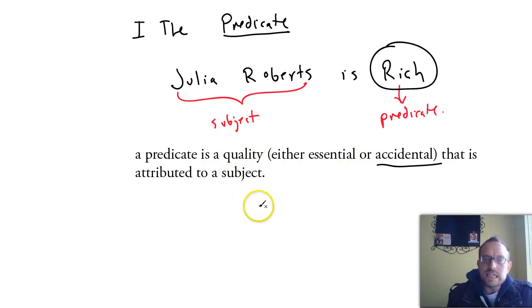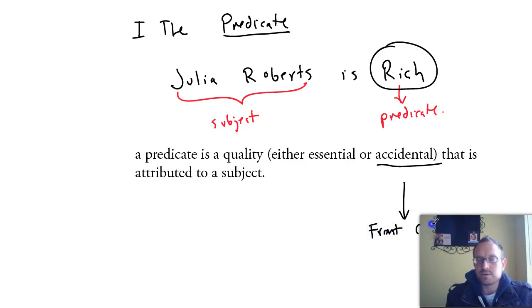And what we're going to see in predicate logic is we're going to symbolize both the predicate and the subject of each statement. The predicate is always going to be symbolized as a front capital letter, and the subject is always going to be symbolized as a back lowercase letter.